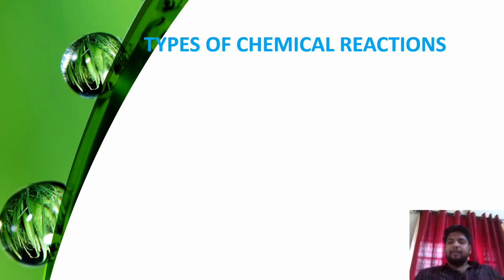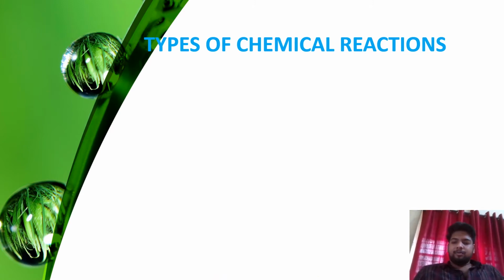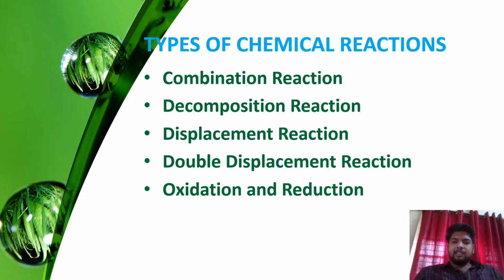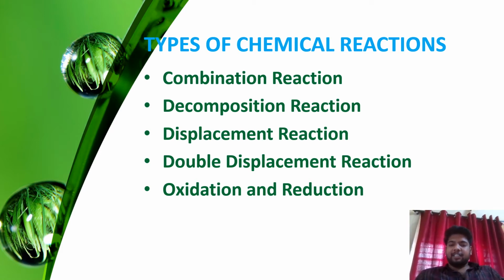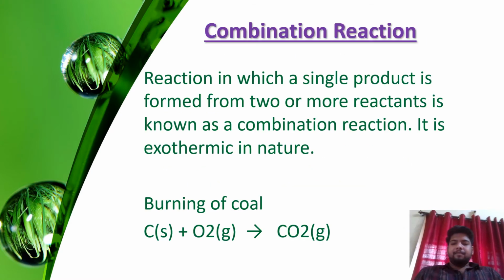So chemical reactions are divided into types. There are mainly 5 types of chemical reaction. The first is combination reaction, second decomposition reaction, third displacement reaction, fourth double displacement reaction, and the fifth one is oxidation and reduction reaction. Another name for oxidation and reduction is redox reaction.